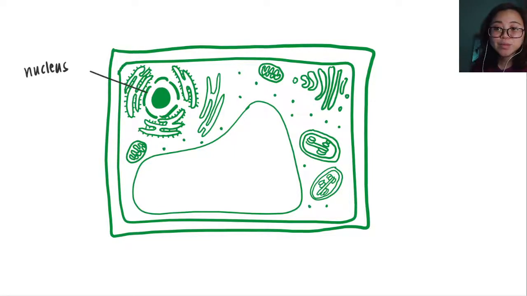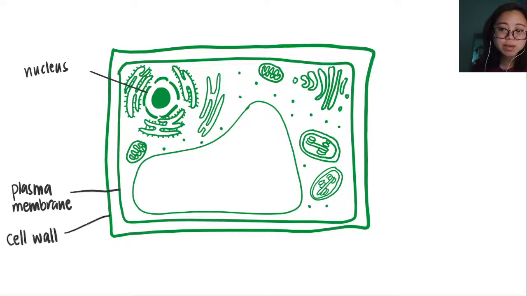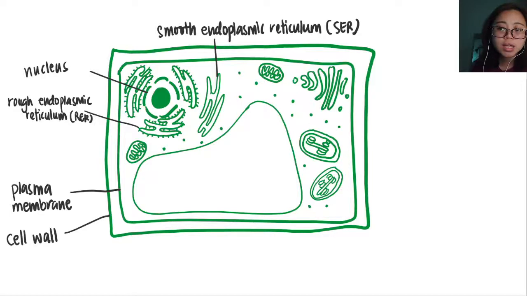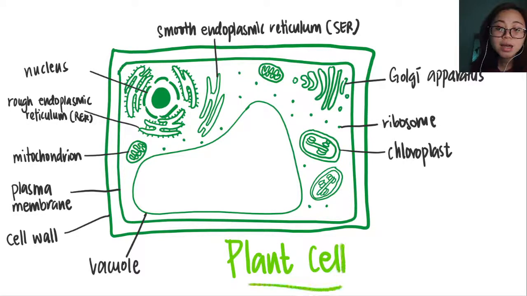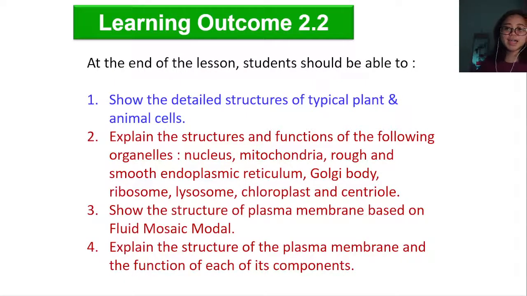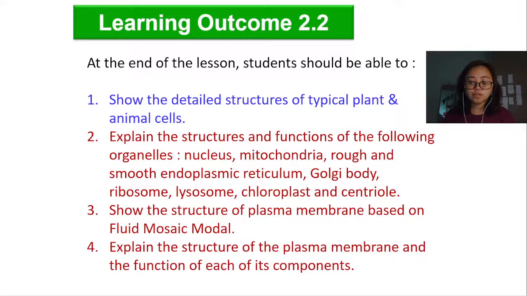And then I'm going to label everything: nucleus, plasma membrane, cell wall, rough endoplasmic reticulum or RER, smooth endoplasmic reticulum or SER, mitochondrion, vacuole, Golgi apparatus, ribosome, chloroplast, and label it as a plant cell. Okay. So hopefully after that you are able to achieve learning outcome 1 and 2 of this subtopic.